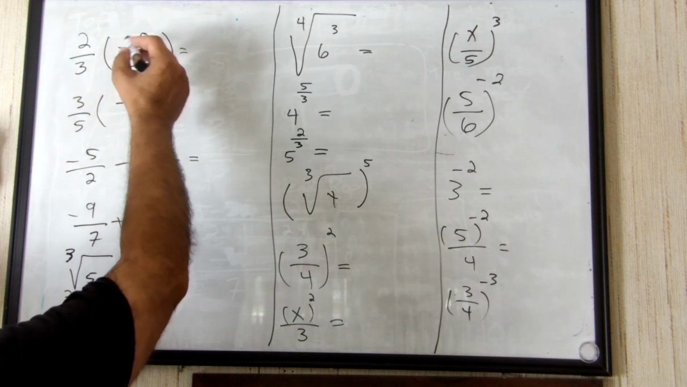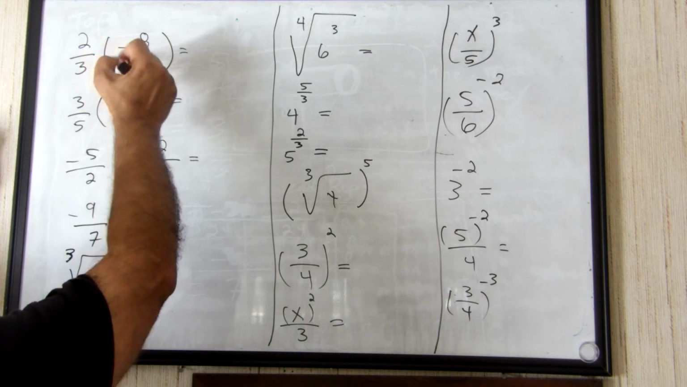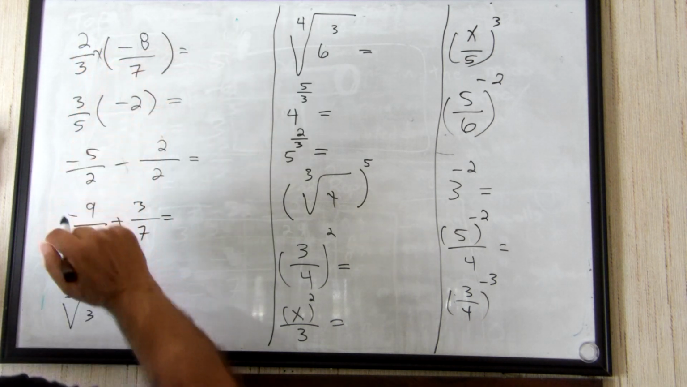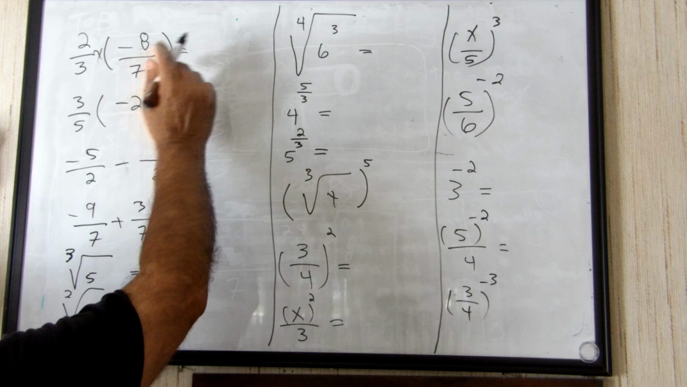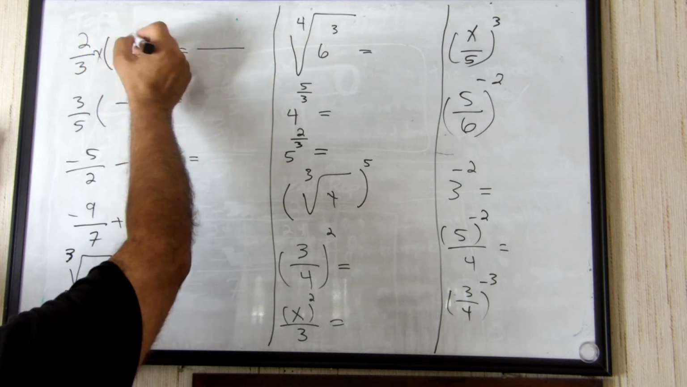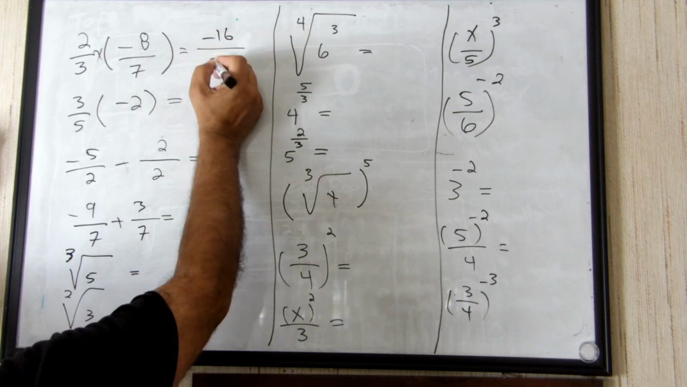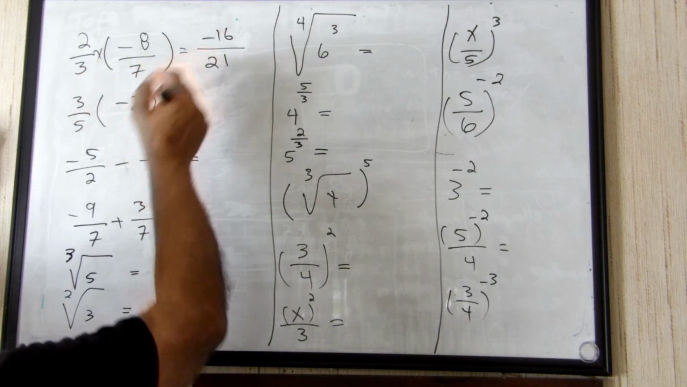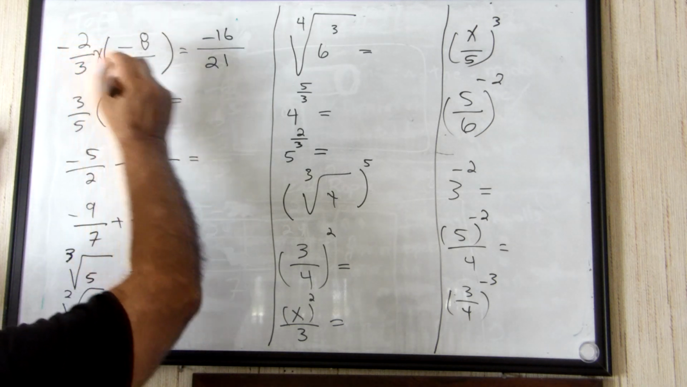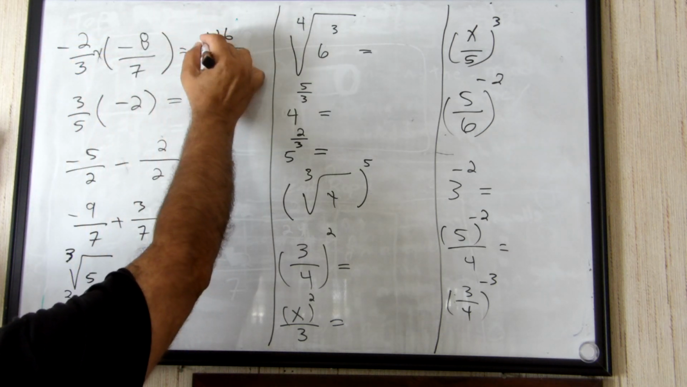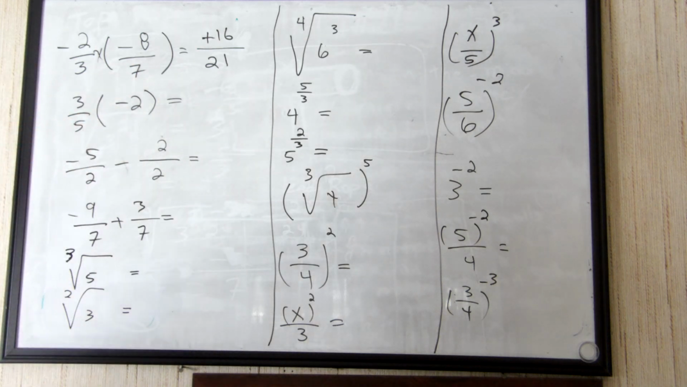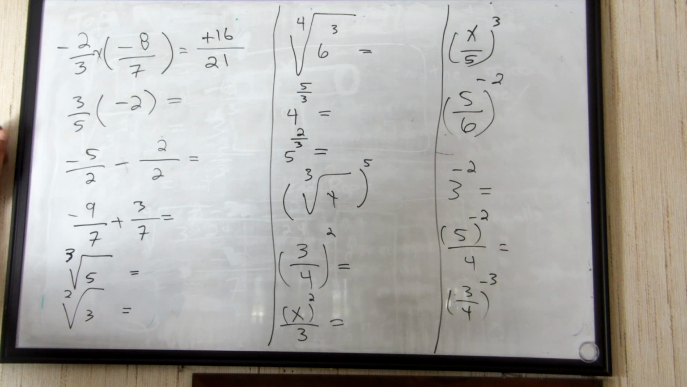This is fraction numbers, and this is multiplication. We have parentheses, we have multiplication. So it's going to be numerators times each other, denominators times each other, then minus 16, 21. 3 times 7 is 21. Well, how about if it was minus 2? Okay, it's going to be plus 16 then. Minus times minus is going to be plus. Minus times plus is going to be minus. Plus times minus is going to be minus. Plus times plus is going to be plus.